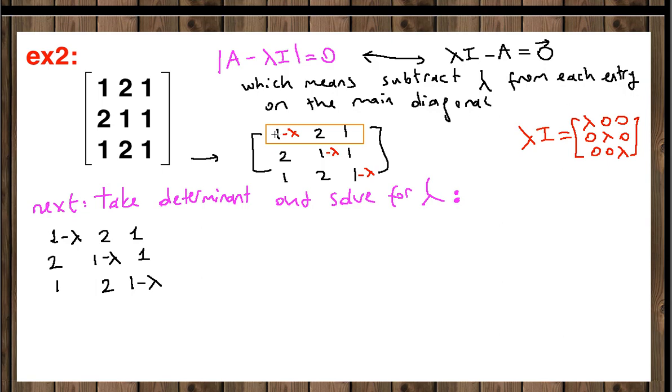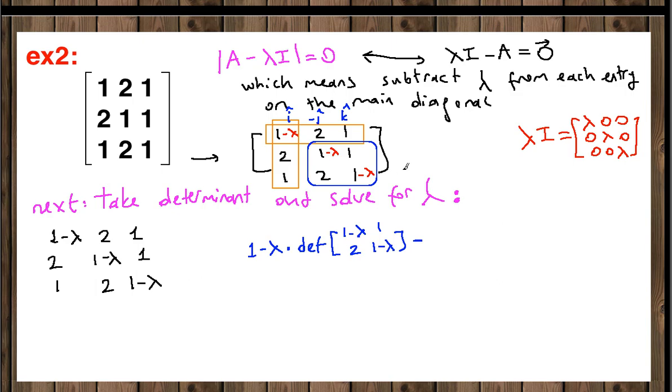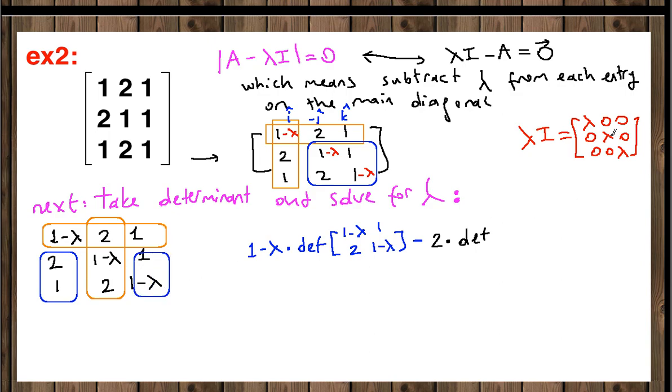Our first entry is 1 minus lambda, so the determinant will be 1 minus lambda times the determinant of this matrix. That's how we take the determinant by row or column expansion. So the determinant of 1 minus lambda, 1, 2, 1 minus lambda. Minus, since the signs go positive, negative, positive, the second entry is 2 times the determinant of 2, 1, 1, 1 minus lambda.